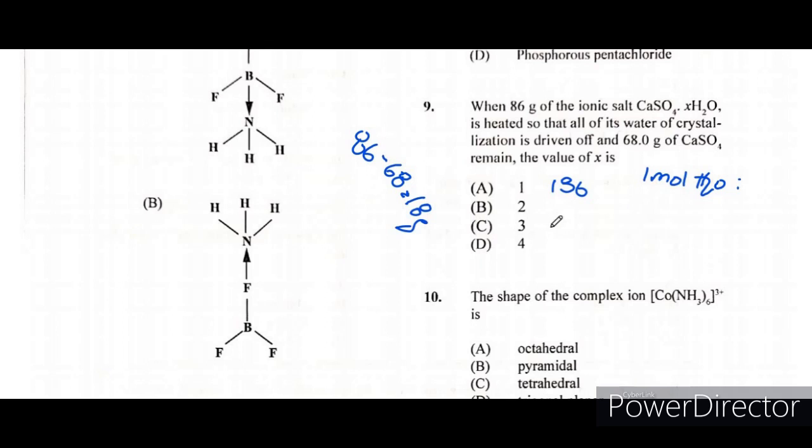We have 68 grams, so 68 over 136 would give us the amount of moles, and it's 0.5, so 0.5 moles CaSO4 with 1 mole of H2O. I should write this properly. I'm so sorry. Stop being lazy. Alright, let's do this again. 0.5 moles of CaSO4 with 1 mole of H2O.